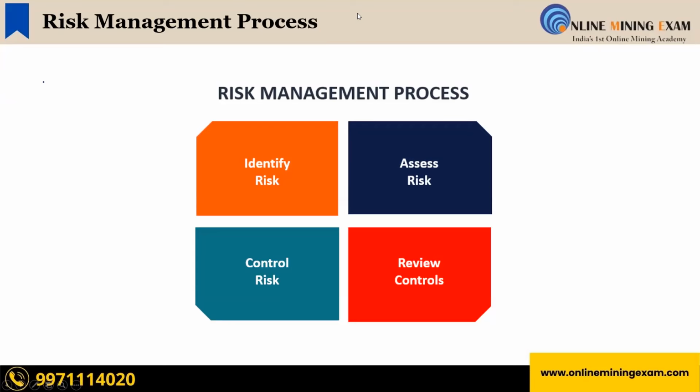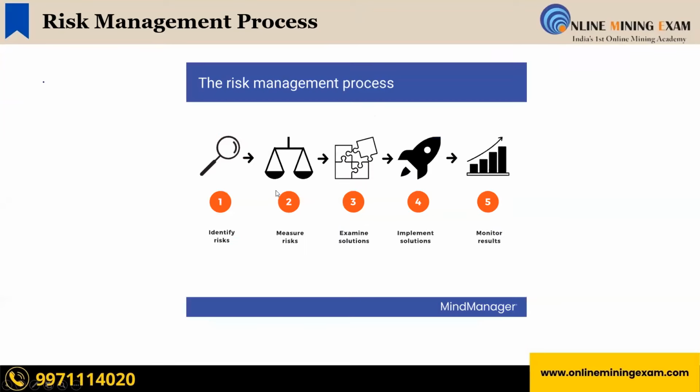Number 1 is identify risk, that is identification of risk. Number 2 is assess the risk. Number 3 is control the risk. And number 4 is review the controls. What are the controls which will help you, which will save you from all those kinds of risk?